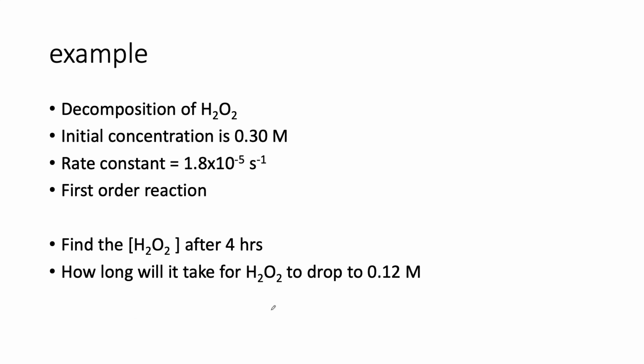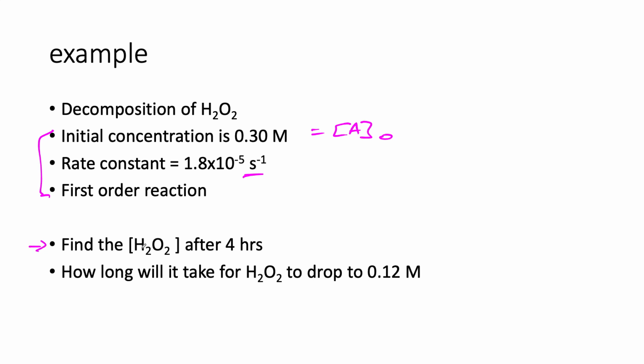We're looking at the decomposition of H2O2, hydrogen peroxide. Here's my initial concentration, which is equal to A sub 0. Here's my rate constant, in seconds to the -1. And we have a first order reaction. You need at least these three pieces of information to figure out how to do the rest. From this, we can find two things.